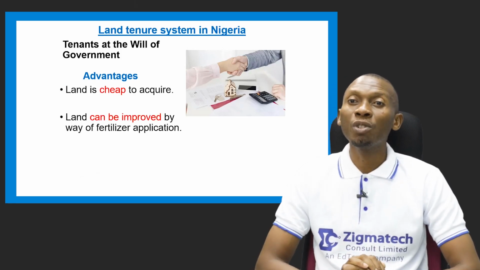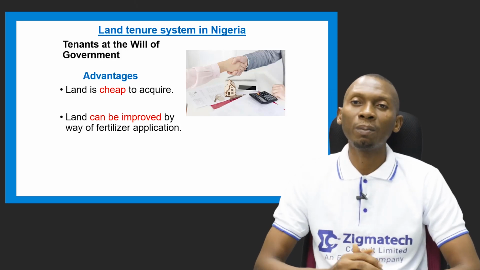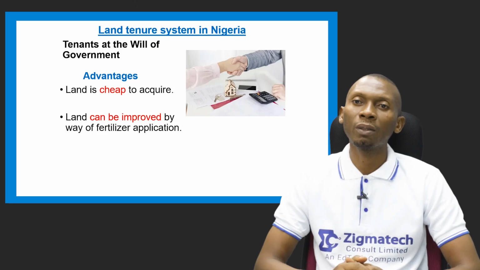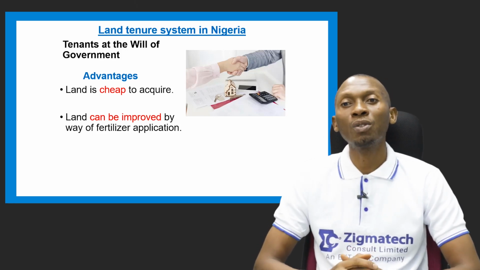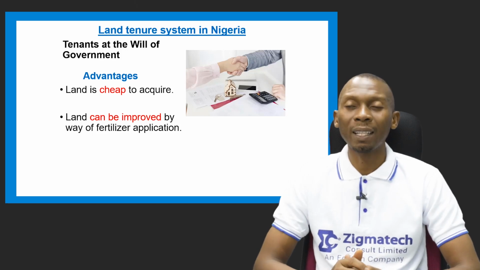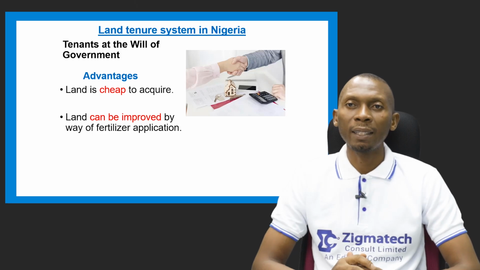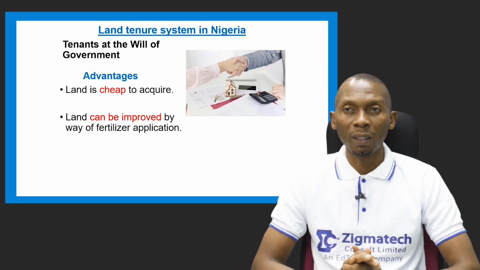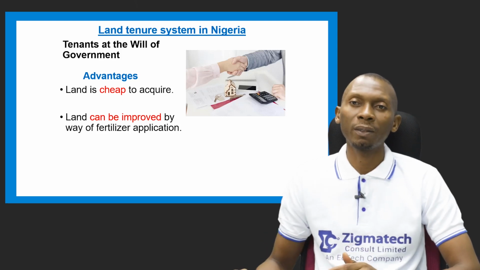Land in this case is also cheap to acquire. Remember, they just pay a little token to the government in order to obtain a portion or a plot to cultivate their crops or to rear their animals. And the land can also be improved by way of fertilizer application under the tenants, this system of land ownership, which is tenants at the will of government.